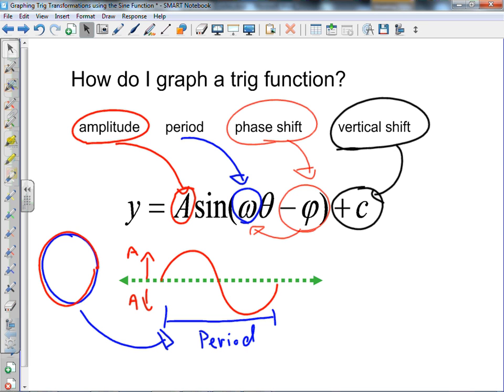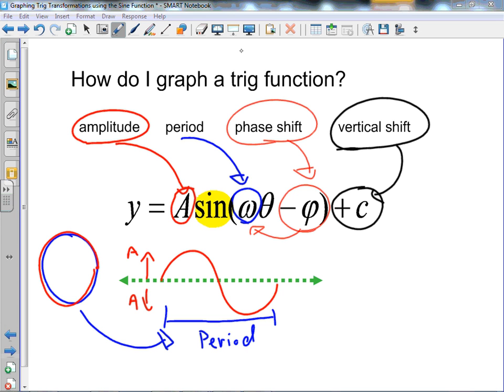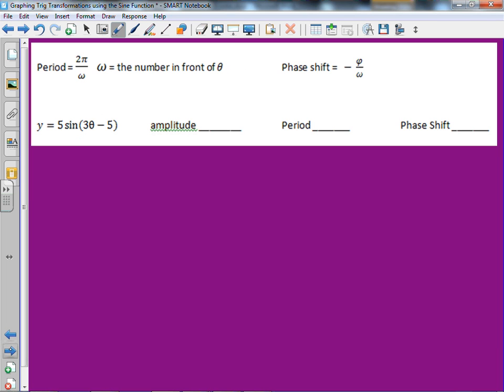Now, I know you may be thinking, does this only work for sine? No. We could write cosine in there. We could write tangent, cotangent, secant, cosecant. Those functions are still going to have these letters in them, and they're going to change the function the same way. Now, the way they look will be a little different, depending on whether it's a sine, cosine, and such. So, let's look and see what exactly we have next.